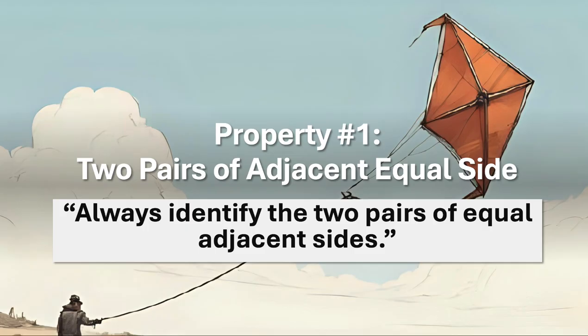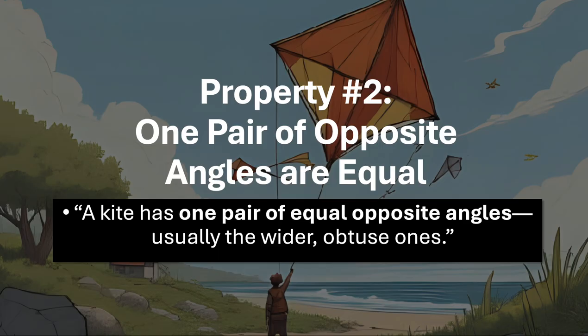In Alex's faulty kite, one side was longer than its adjacent side. That unevenness made the kite tilt to one side, making it impossible to stay up. So the point is, always identify the two pairs of equal adjacent sides, and that is property number one. Two pairs of adjacent equal sides. This will help you quickly determine whether a quadrilateral is truly a kite or not.